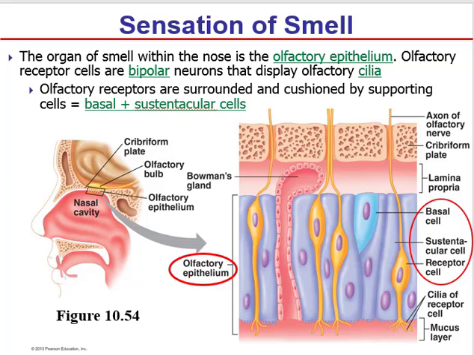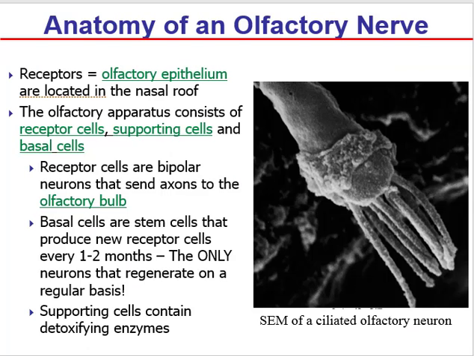Notice how the axons of the olfactory nerve, cranial nerve 1, have to extend up through the bones and the sinuses in order to carry the signals to the olfactory cortex and the limbic system. Here is a transmission electron micrograph of an olfactory neuron. Basal cells act as stem cells that produce new receptors every couple of months. These are the only neurons that have the ability to regenerate on a regular basis.